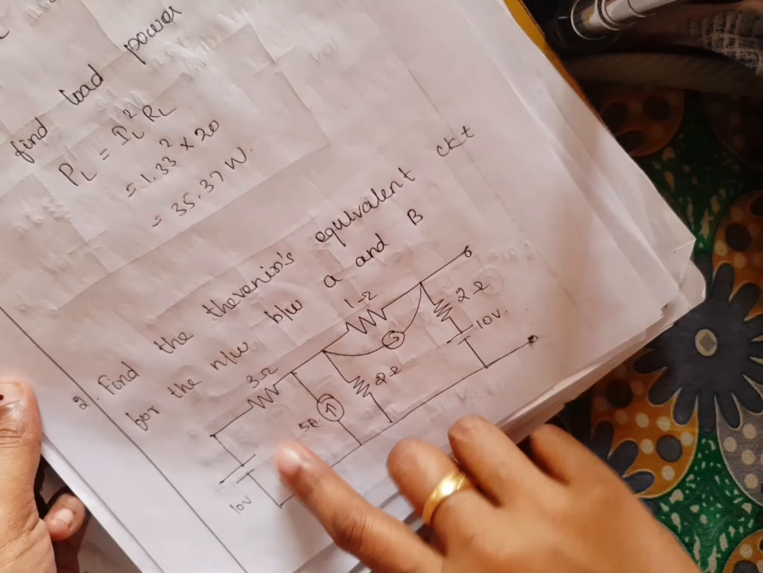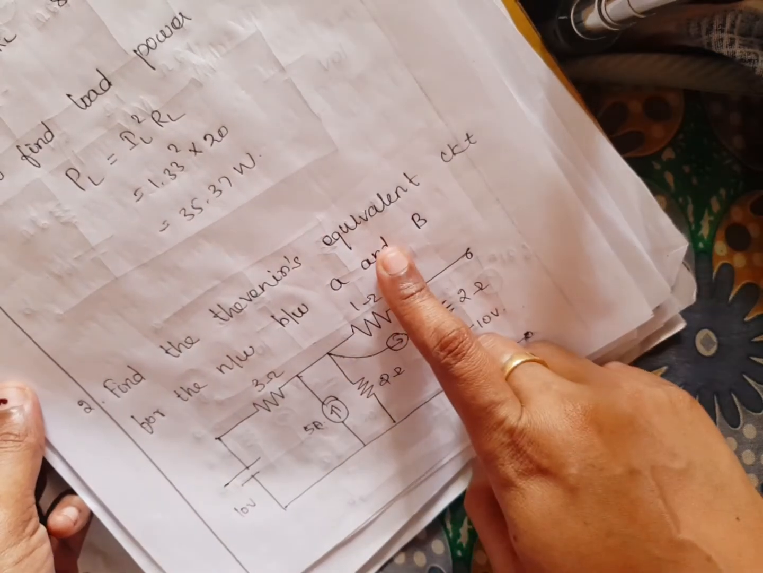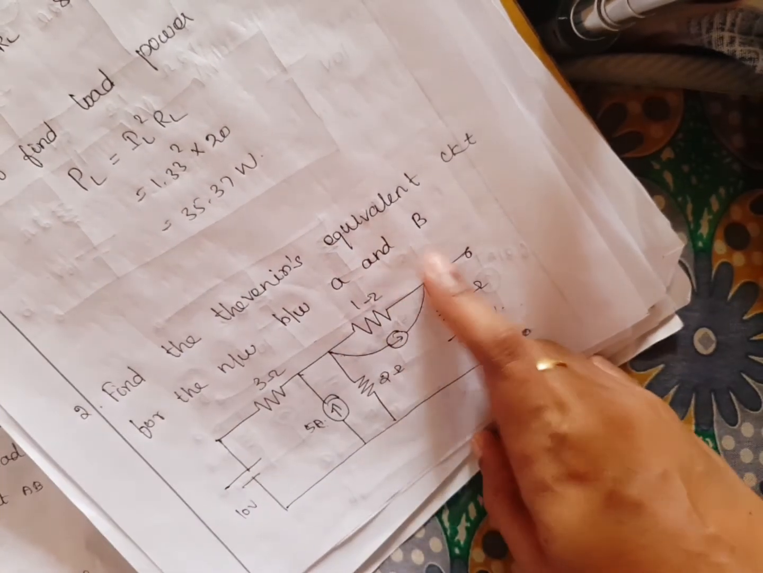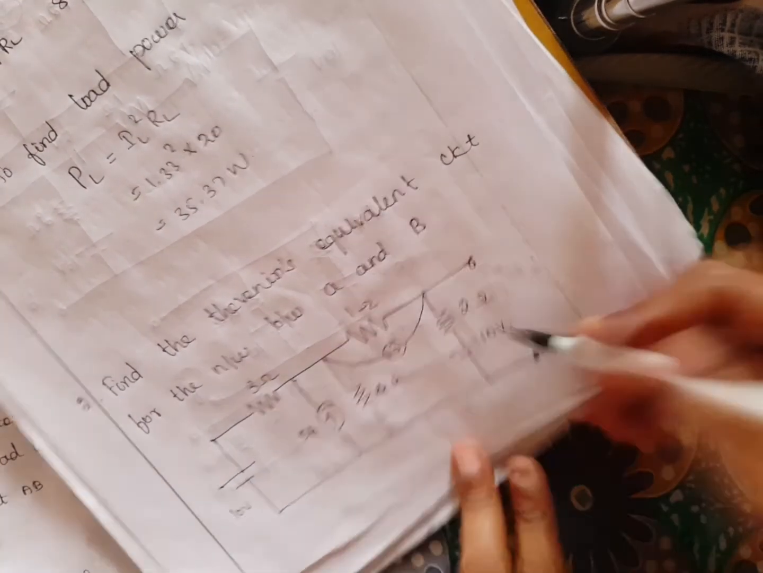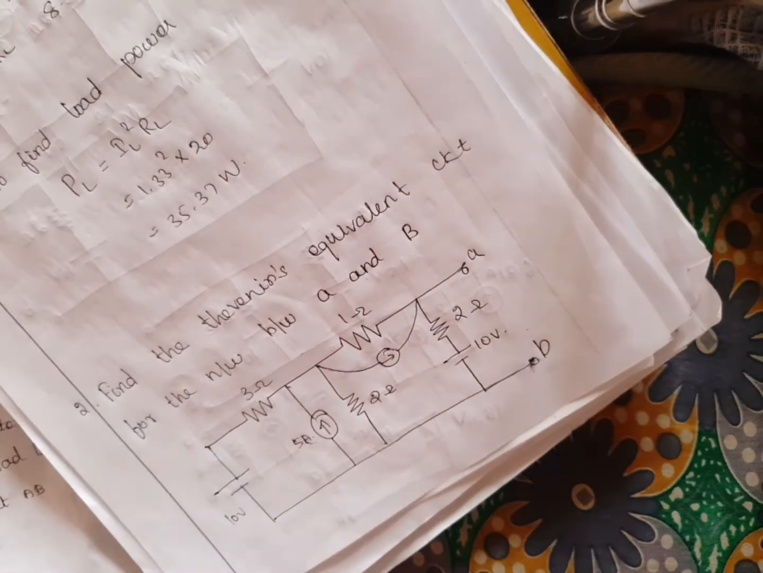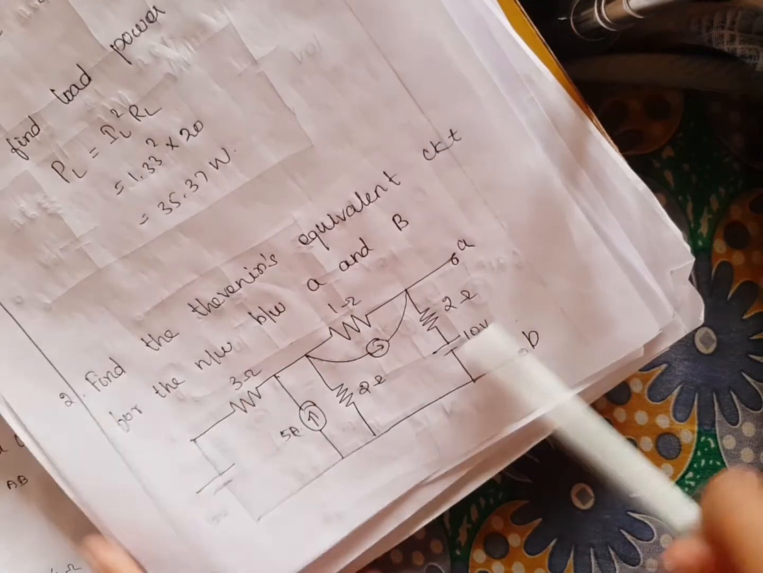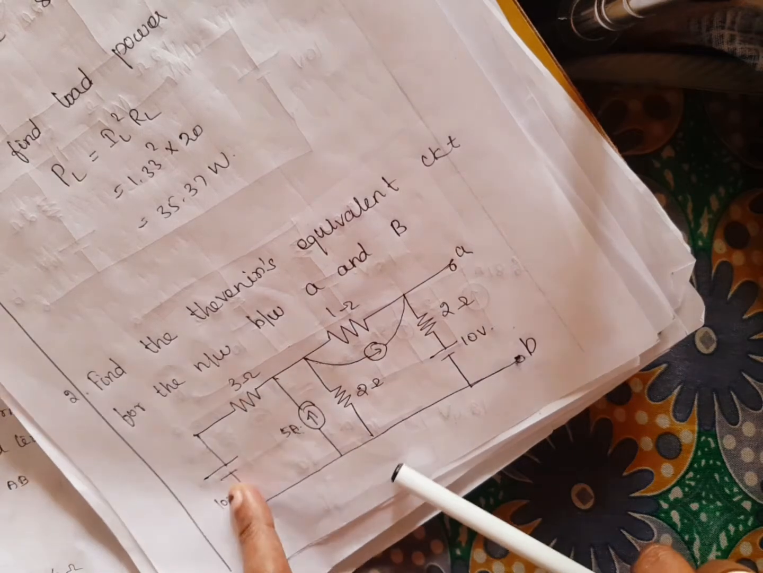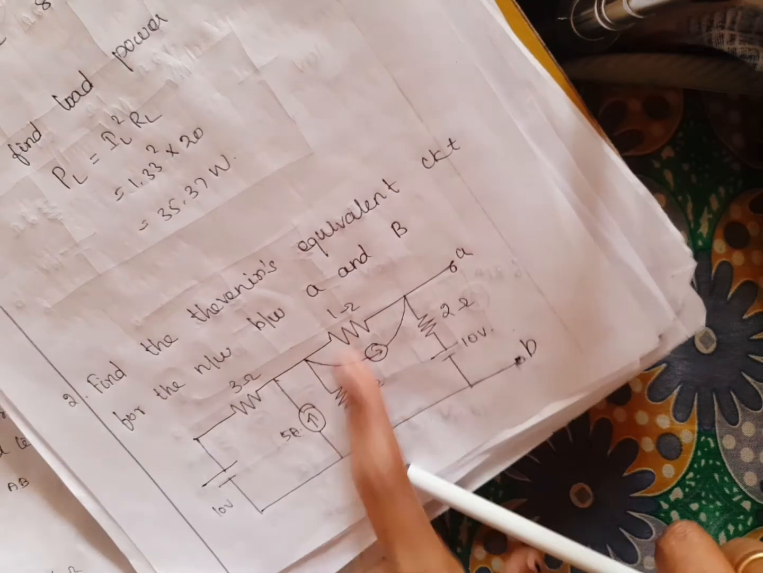Okay, so you can see another problem in Thevenin circuit. If you want to find Thevenin's equivalent circuit for the network between A and B, see here they have given the circuit in this form. Okay, so listen, this is the circuit. Here there is one 10 volt source, 3 ohm, current source, 2 ohm, current source, 2 ohm.